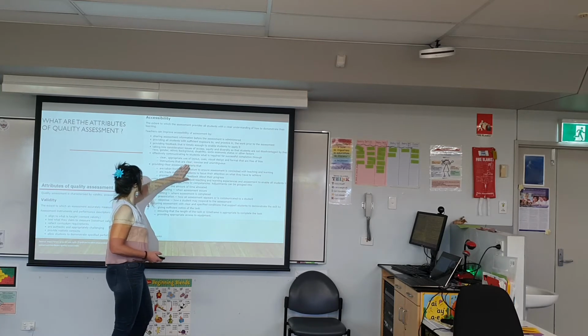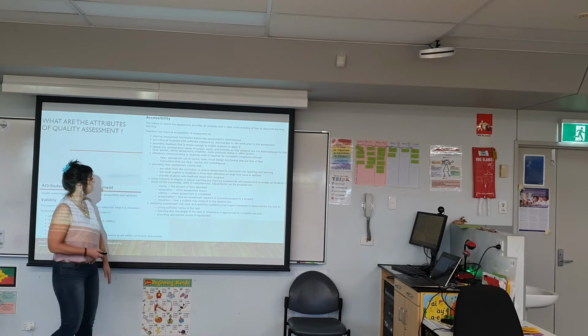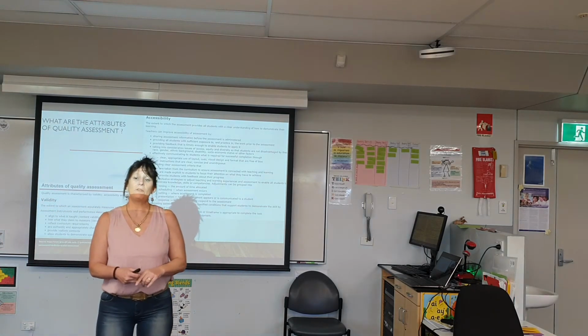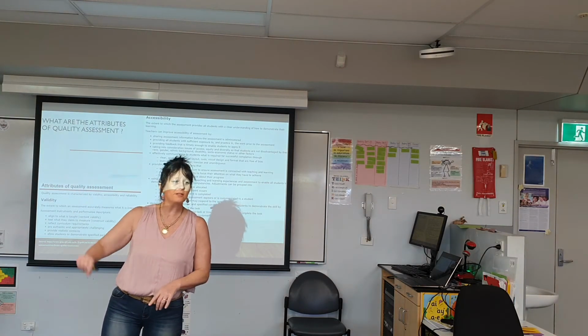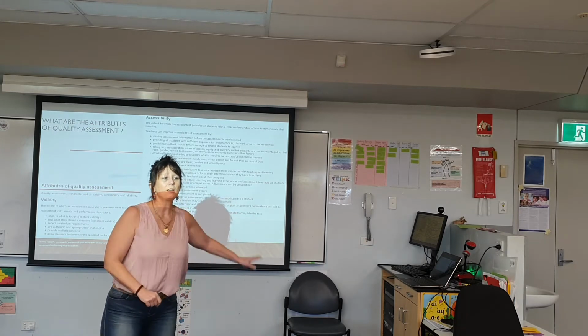So, instructions that are clear, concise, and unambiguous, and so on. You will find that very quickly on the QCAA website. If you jump onto it, you don't need to do it now. In the right-hand corner, there's a white box. It's a search engine. You type in attributes of quality assessment, and this will come up.